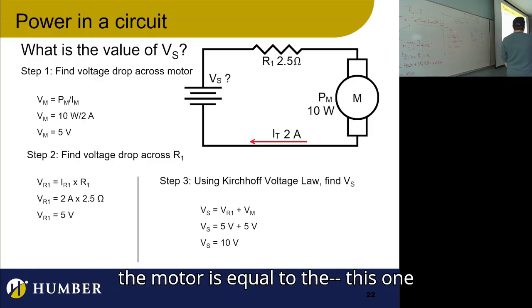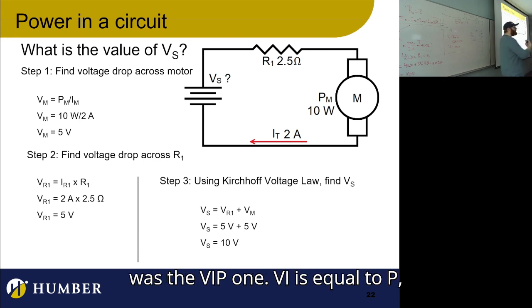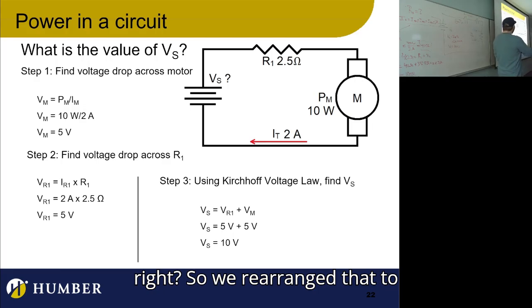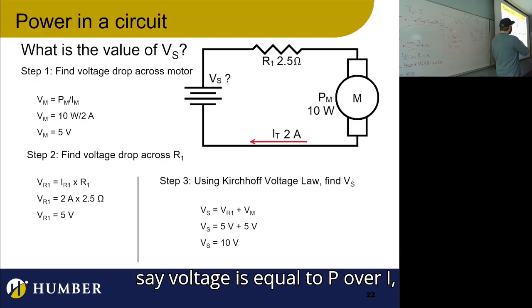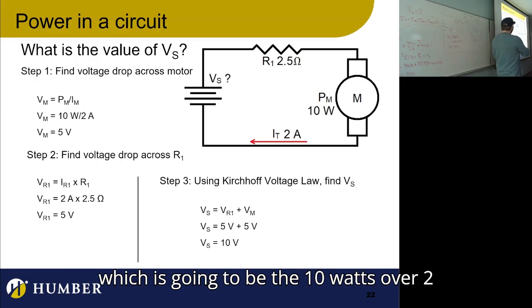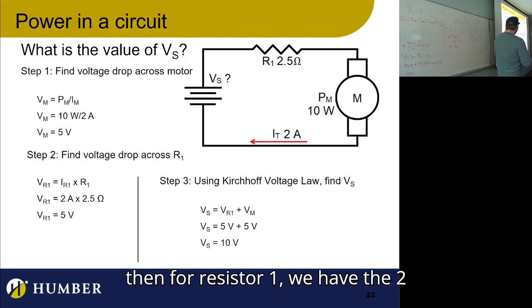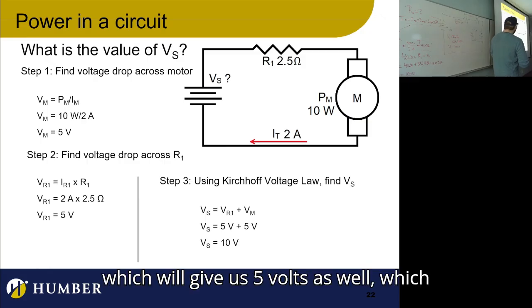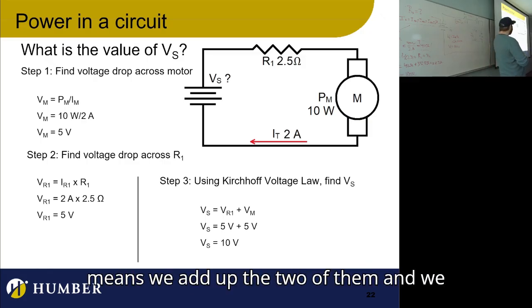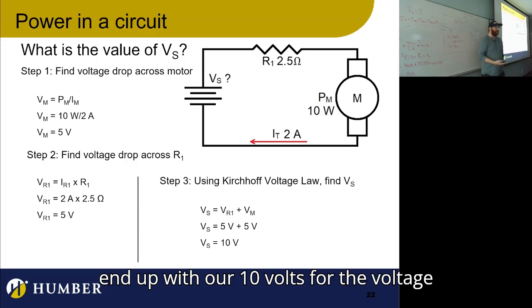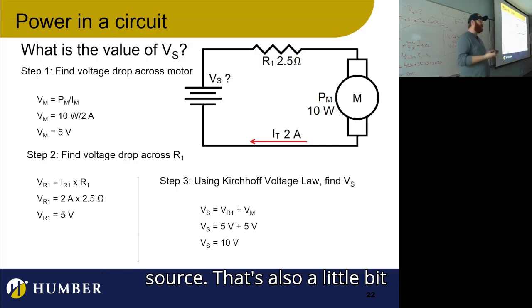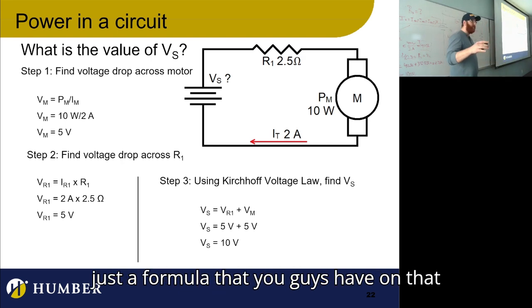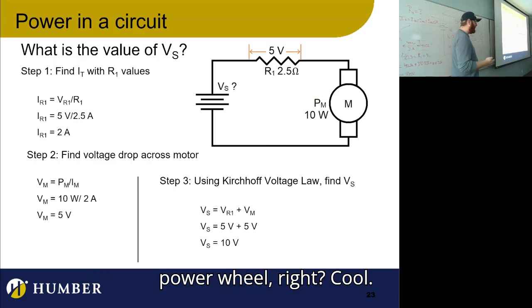So the voltage of the motor, this one was the VIP one, VI is equal to P, right? So we rearrange that to say voltage is equal to P over I, which is the 10 watts over 2 amps, which will give us 5 volts. And then for resistor 1, we have the 2 amps times the 2.5 ohms, which will give us 5 volts as well, which means we add up the two of them and we end up with 10 volts for the voltage source. That's also a little bit straightforward, right? Just now we're dealing with power as well. But it's all just a formula that you guys have on that power wheel, right? Mm-hmm. Cool.